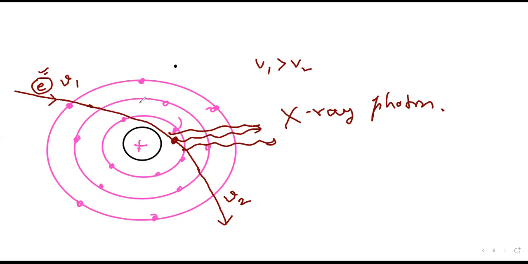So what is happening is, when a high-speed electron collides with the atom, see, collision does not mean that it has to strike it physically. When the high-speed electron collides with the atom of the target and passes close to the nucleus, then obviously this electron will be decelerated. And this loss of energy during deceleration is emitted in the form of X-ray photons.